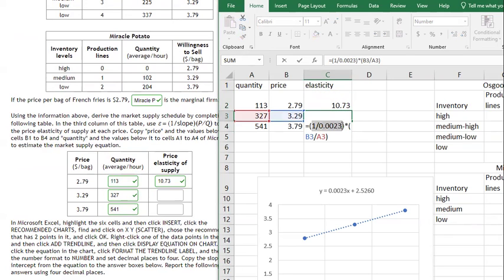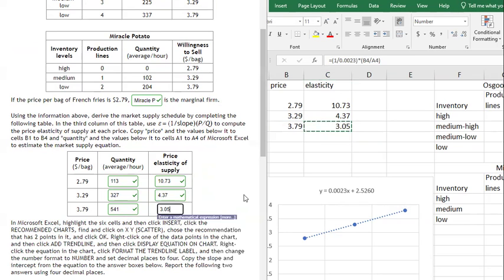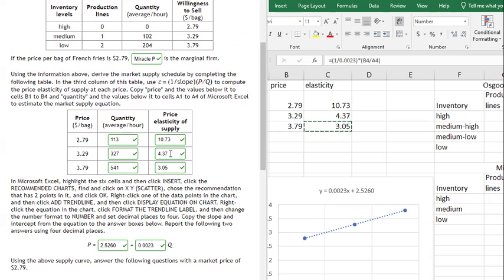Again, I have 1 divided by the slope times the price divided by the quantity, and it gives me 437. Again, I have 1 divided by the slope of the supply curve times the price quantity ratio. Notice the price elasticities of supply are all very large numbers. They're all bigger than 1. When elasticity is greater than 1, we say supply is very elastic. And supply is most elastic at the low price.